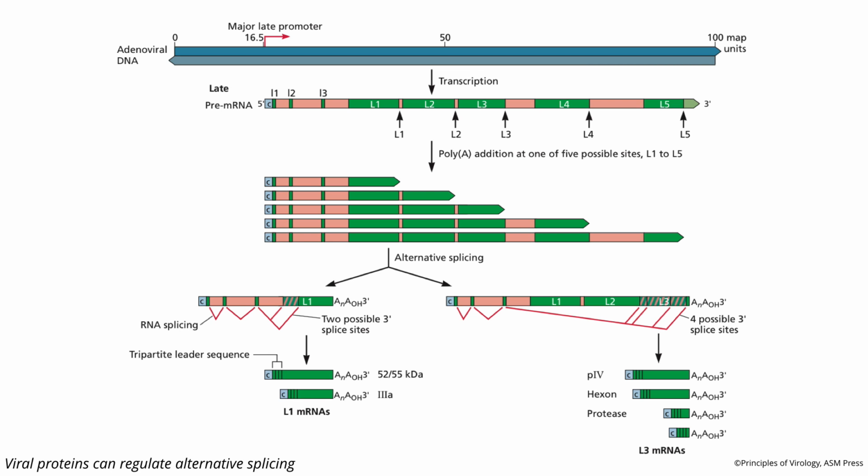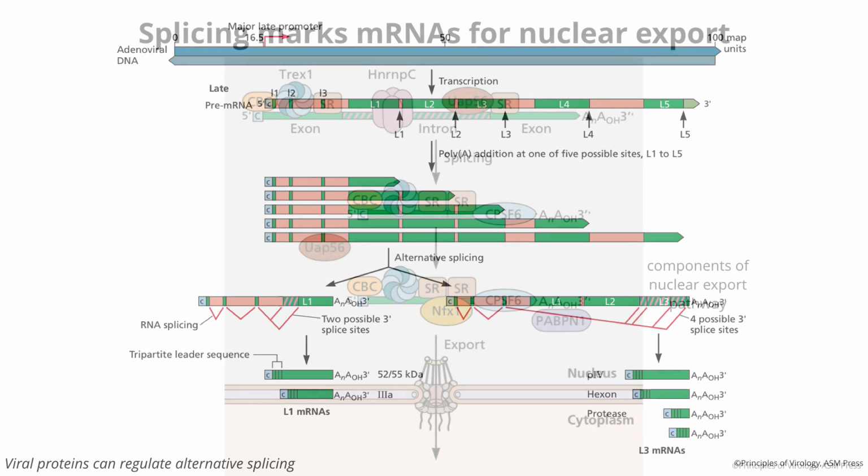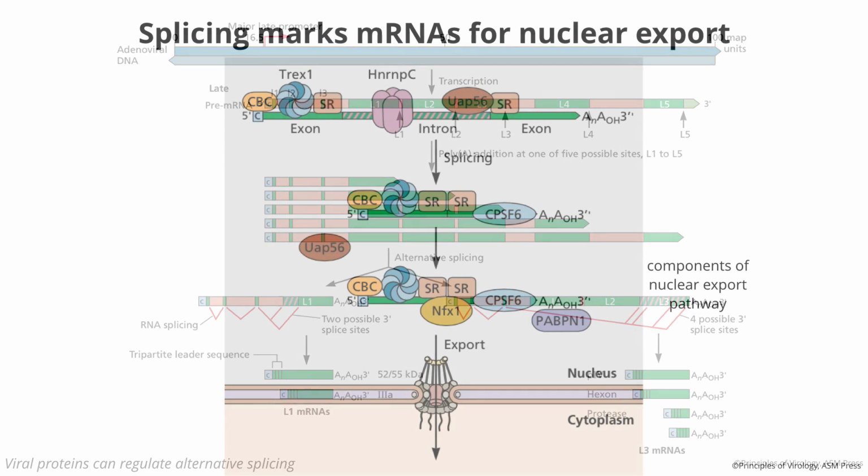There are lots of different poly-A addition sites, so that in the end, you get all kinds of different proteins from this one gene. You get, for example, a number of late proteins that are needed here. And look at all these structural proteins, the hexon, protease, etc., all from one gene. Okay, so the only way you can do this is by alternative splicing and alternative poly-A addition.